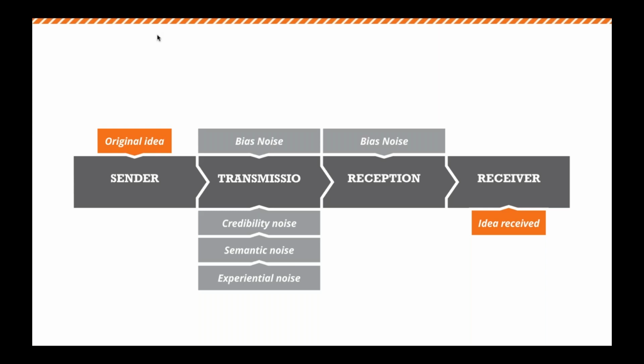Much in the same way, there can be distortion or problems along the way of that signal flow that can get in the way and cause distortion or noise, so it's not received by the audience in the way that you intended it. There can be some problems. So we're going to talk about some noise to avoid so that your message comes through loud and clear.